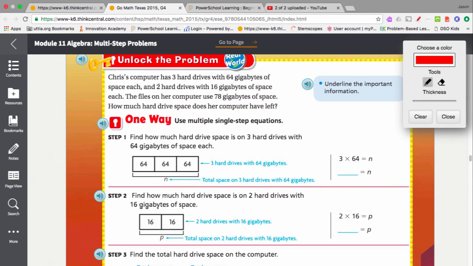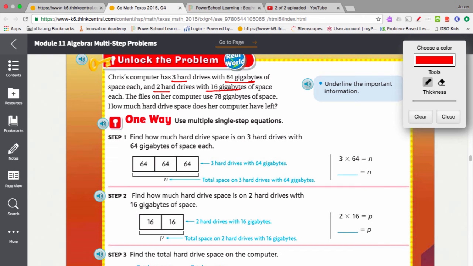So this girl, Chris, has a computer with 3 hard drives of 64 gigs of space and 2 hard drives with 16 gigs of space. All of the files that she has on her computer add up and use 78 gigs. So the question is, how much space does she have left? So we need to find out what the total of the 3 hard drives of 64 plus the 2 hard drives of 16 would be.